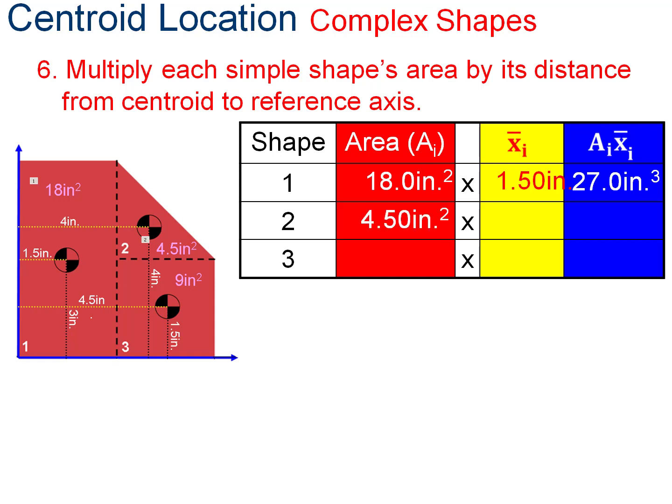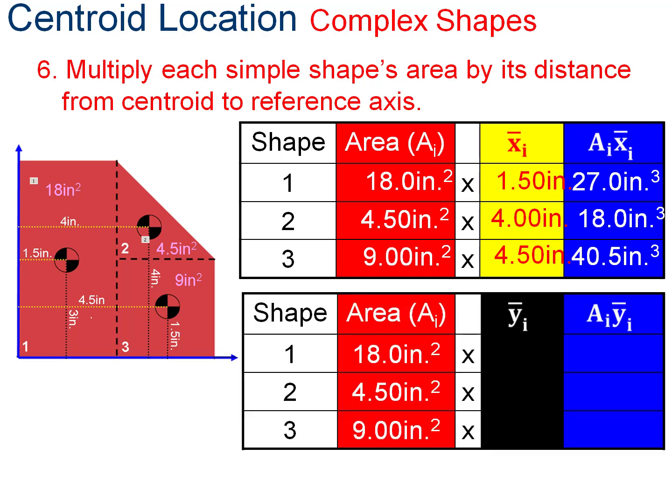Same thing for shape 2. Shape 2 is 4.5 square inches, and its X bar location from the datum is 4 inches. Multiply those together, and I get 18 cubic inches. And last, we have shape 3, 9 square inches. X bar is 4.5 inches over from the datum for a total of 40.5 inches.